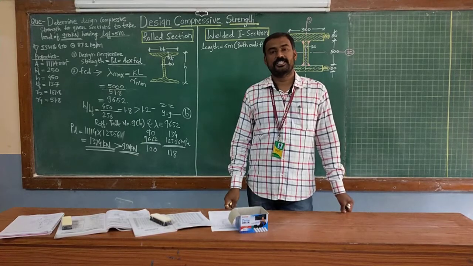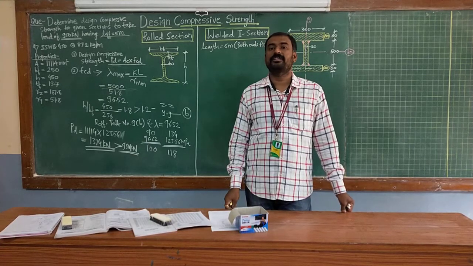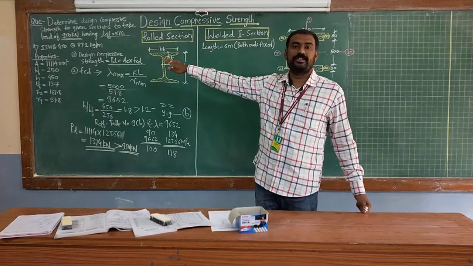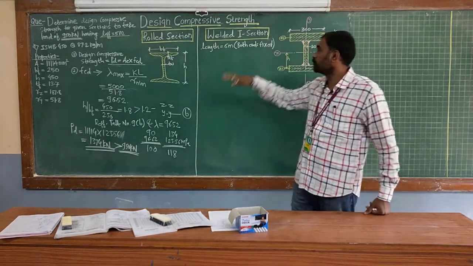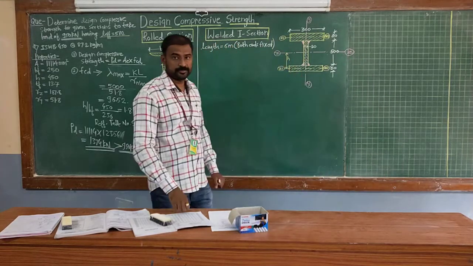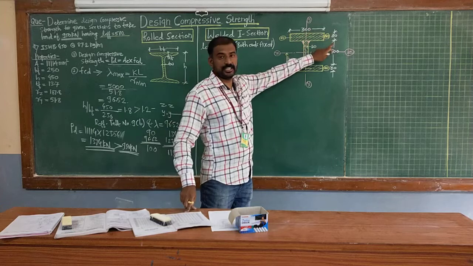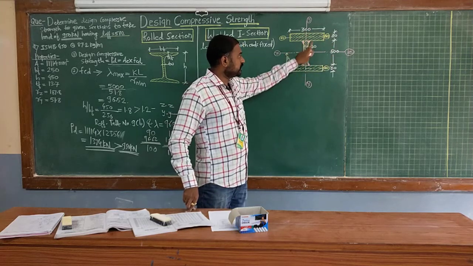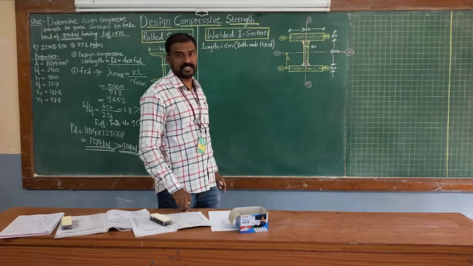As per the discussion in the previous video, the design compressive strength for a rolled section was already calculated. In this video, we are going to deal with a welded I section. The details are given: the flange is 300 by 30 and the web section is 500 by 20. Here the welding is done, and it is a welded I section, correct?